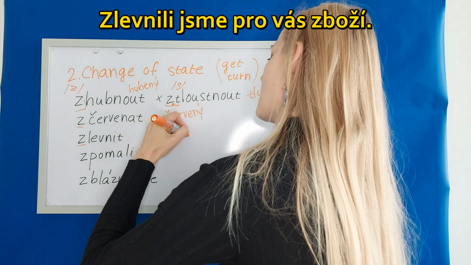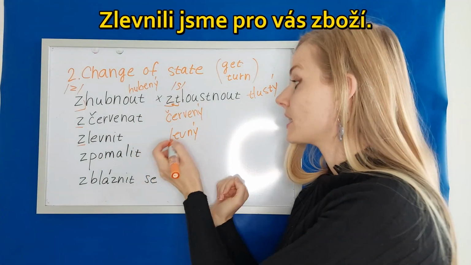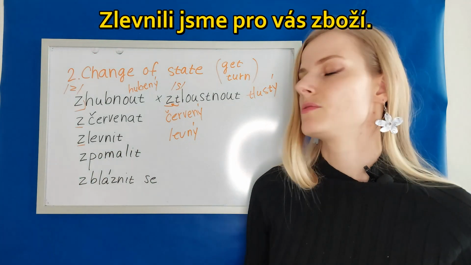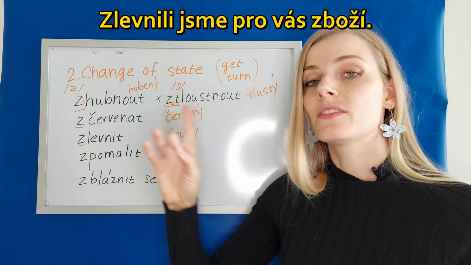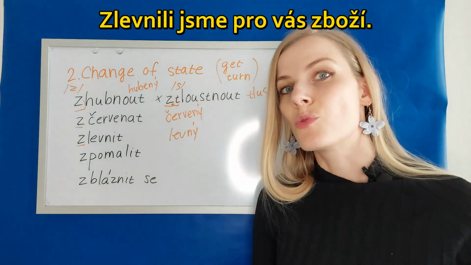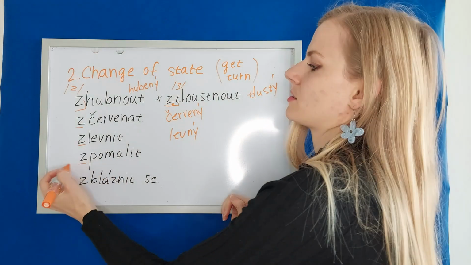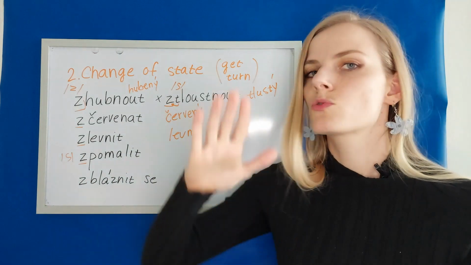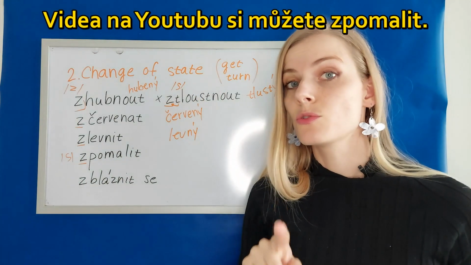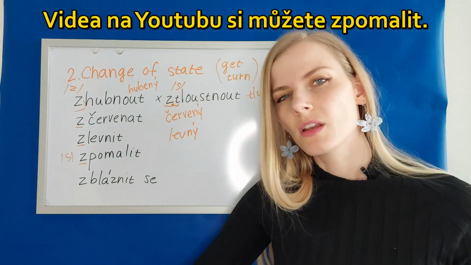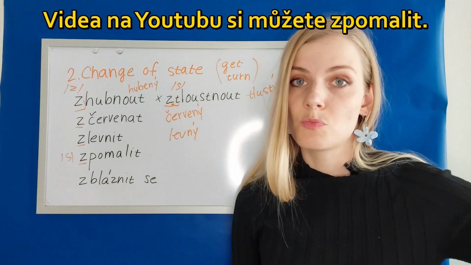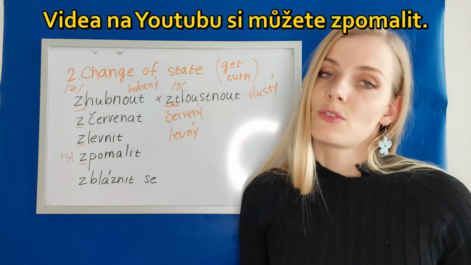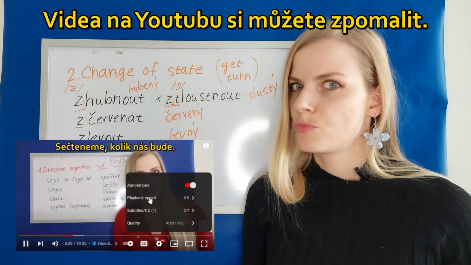Zlevnit comes from the adjective levný, inexpensive. Zlevnit, to make things less expensive. Ještě jednou. Zlevnili jsme pro vás zboží. Zpomalit, this is pronounced as S, zpomalit, to slow down. Videa na YouTube si můžete zpomalit. You can slow the speed of the videos here on YouTube. You can slow them down. Videa na YouTube si můžete zpomalit.